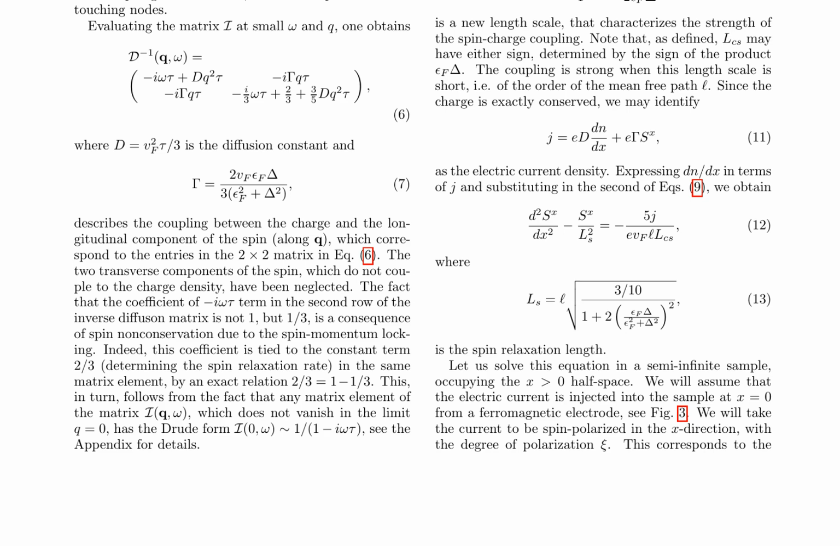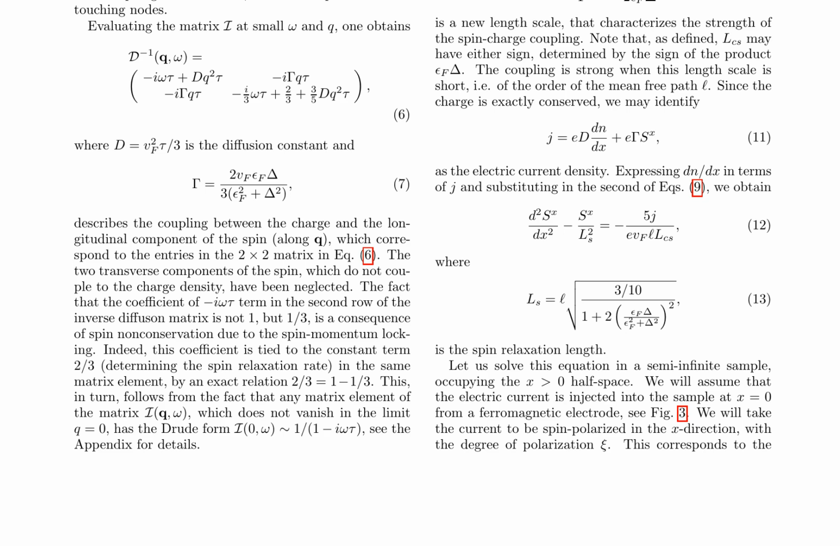The coupled spin-charge transport equations are solved in the steady-state regime, assuming transport in the x direction and uniformity in the y and z directions. This yields two equations describing the spatial variation of charge and spin densities, n(x) and s_x(x), respectively. The first equation describes charge conservation, while the second equation describes spin relaxation, with a source term proportional to the electric current density, J, and the degree of spin polarization, ξ, at the interface with a ferromagnetic electrode.